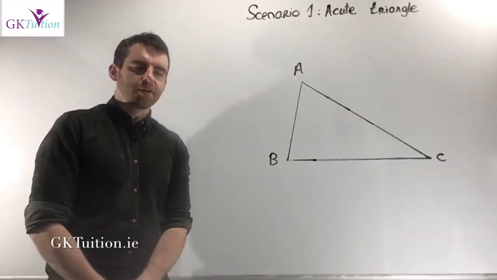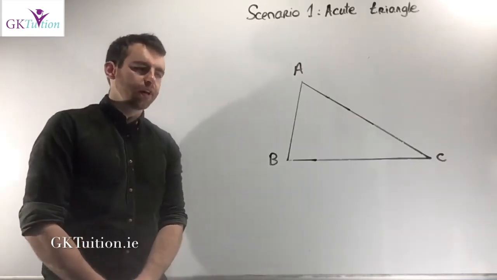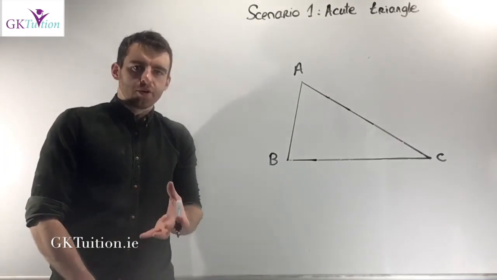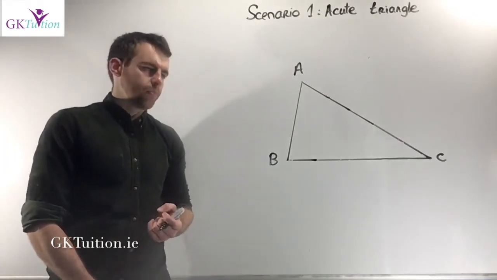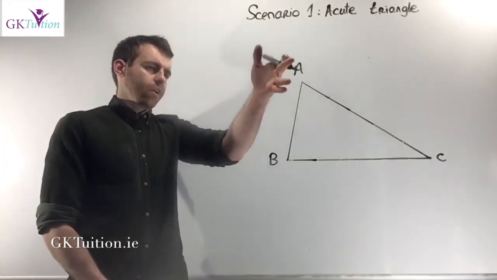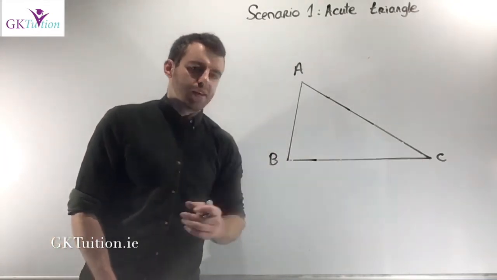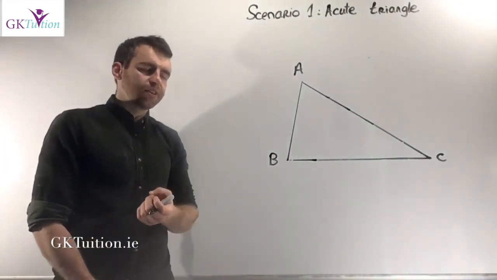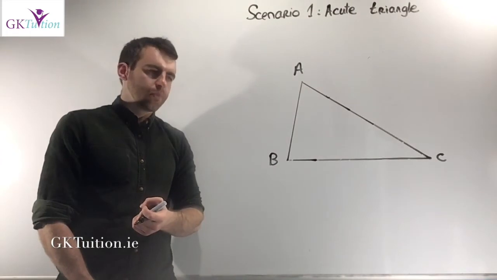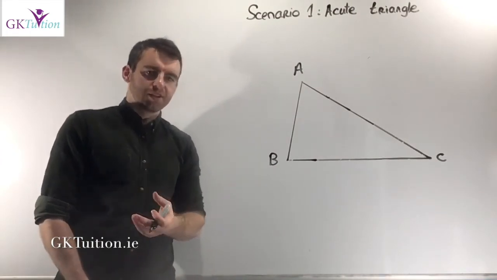Okay, the first scenario is where we have an acute triangle, or in other words, a triangle where none of the angles are bigger than 90 degrees. Supposing I had a triangle like this, A, B, C, and I was asked to identify the orthocenter of the triangle. I need to find two altitudes.